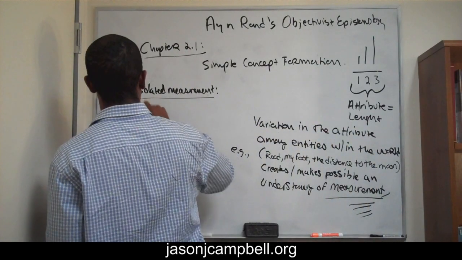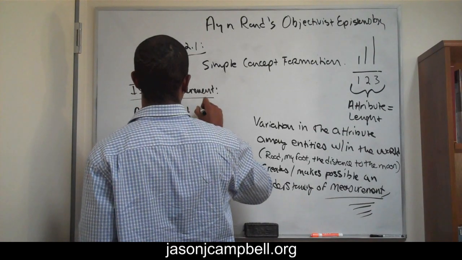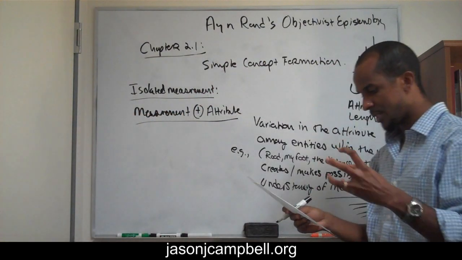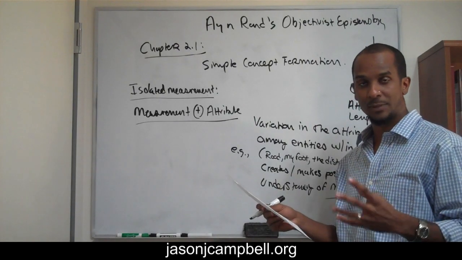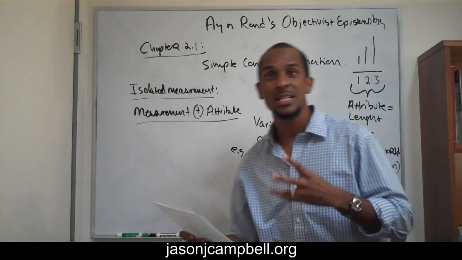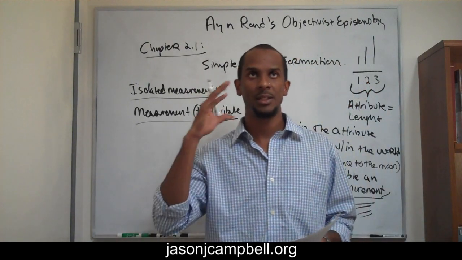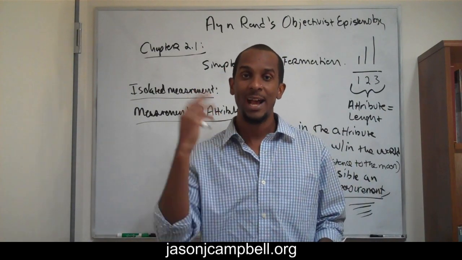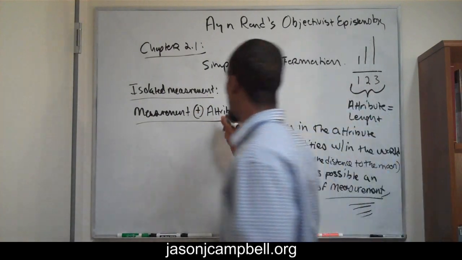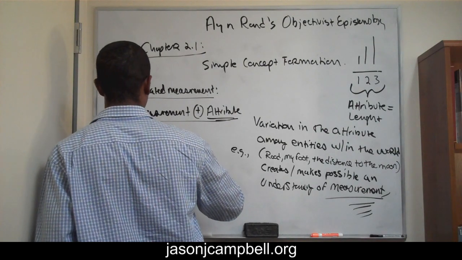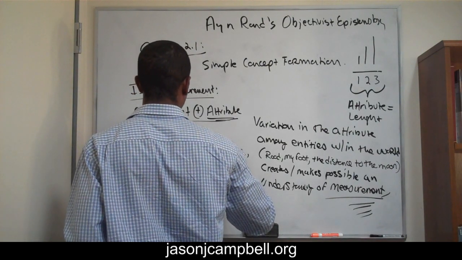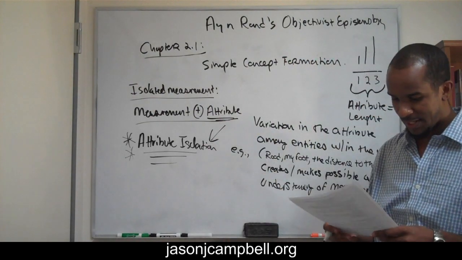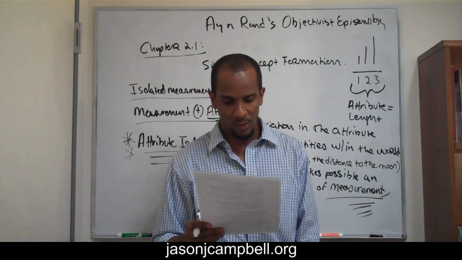When I talk about measurement plus the attribute, what I have is the quantitative ability to assess the variation in the attribute. But not only that, I also have a rudimentary conceptual understanding of how to do this. And how is it that I actually do this? What I have to recognize is that I have to isolate the attribute, the isolation of the attribute by itself.